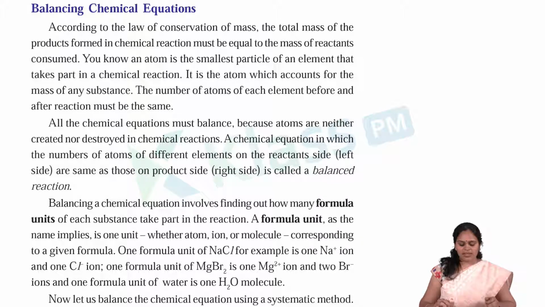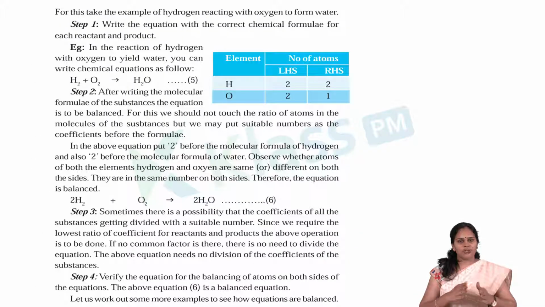Now let us balance the chemical equation using the systematic method. For this, the simplest equation we can take is hydrogen reacting with oxygen to form water. How this reaction is going to be formed and how to balance this equation, we will see.